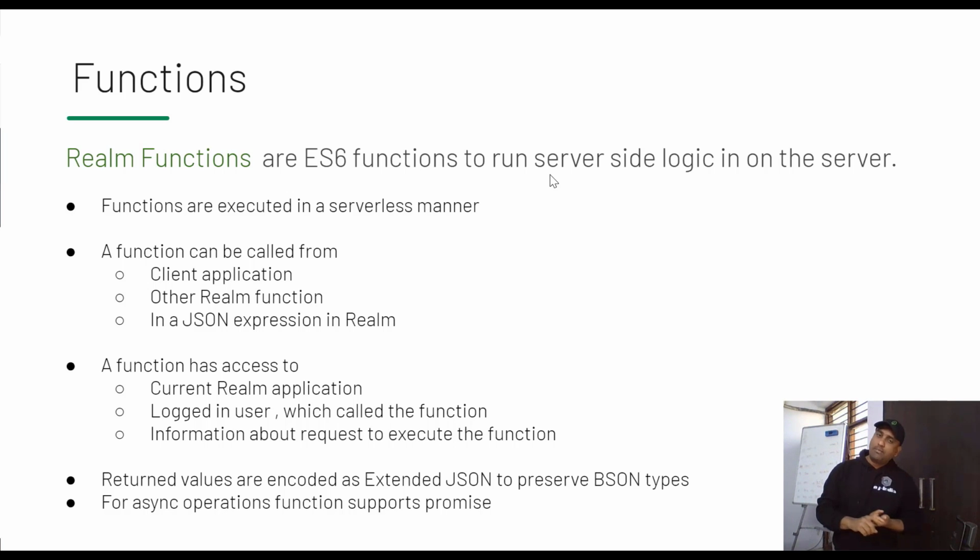So here the thing about functions is they can be executed from the application, they can be executed from other Realm functions. A function has access to the current user, current application, and it is an ES6 function. So you can use all the ES6 features such as arrow functions, let, const, classes. It performs async operations, but through promises, not through async and await. All right.